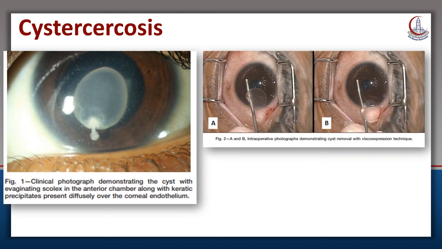A rare infectious cause of leukocoria is something like this case, which presented with a white pupil, and on closer examination there is anterior chamber reaction, keratic precipitates, and a cysticercosis cyst with an evaginating scolex, live. And if it releases antigens, it might produce severe uveitis, so it might be recommended to remove it at this stage surgically through an anterior chamber approach.